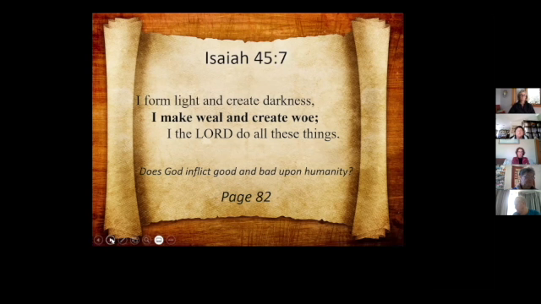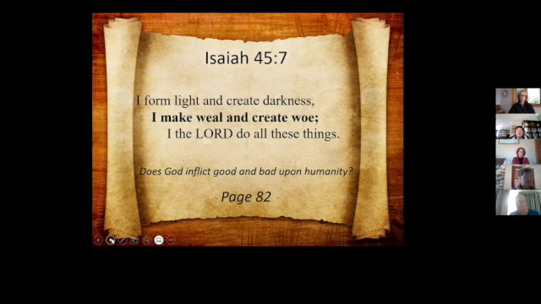And of course, there's a reason for this. If there's only one God, where is the bad coming from? So if you are truly monotheistic and you're in the Old Testament, then you've only got one God. So if bad things happen, well, that God must have caused them to happen. If good things happen, that God must have caused them to happen.